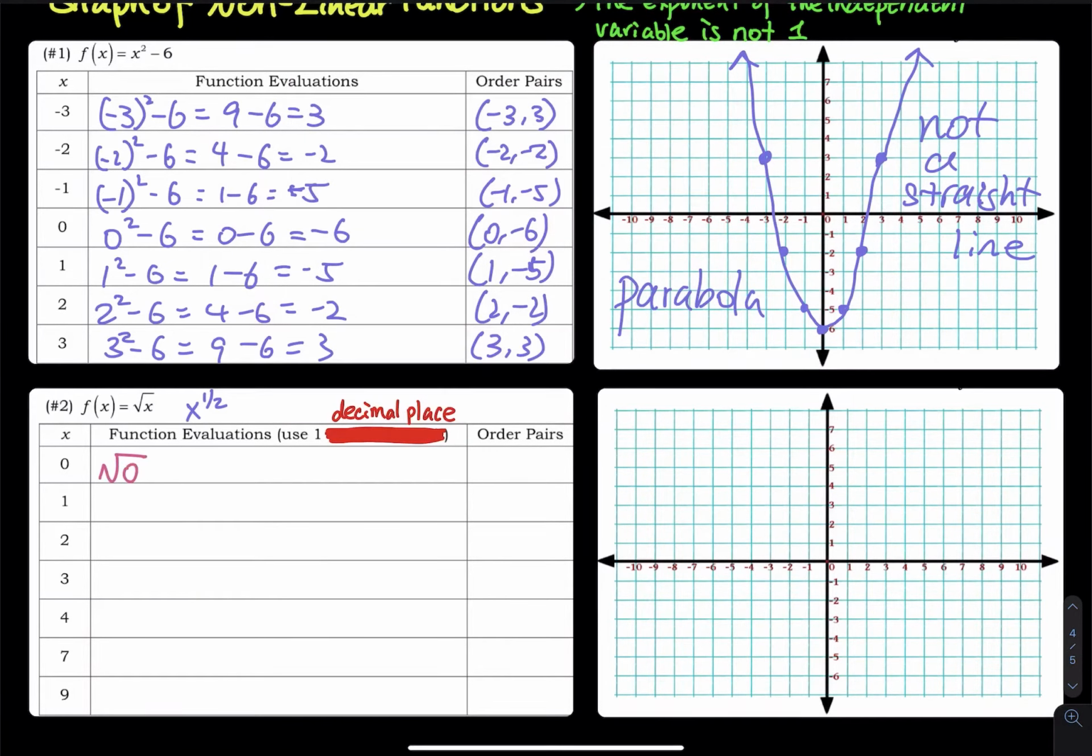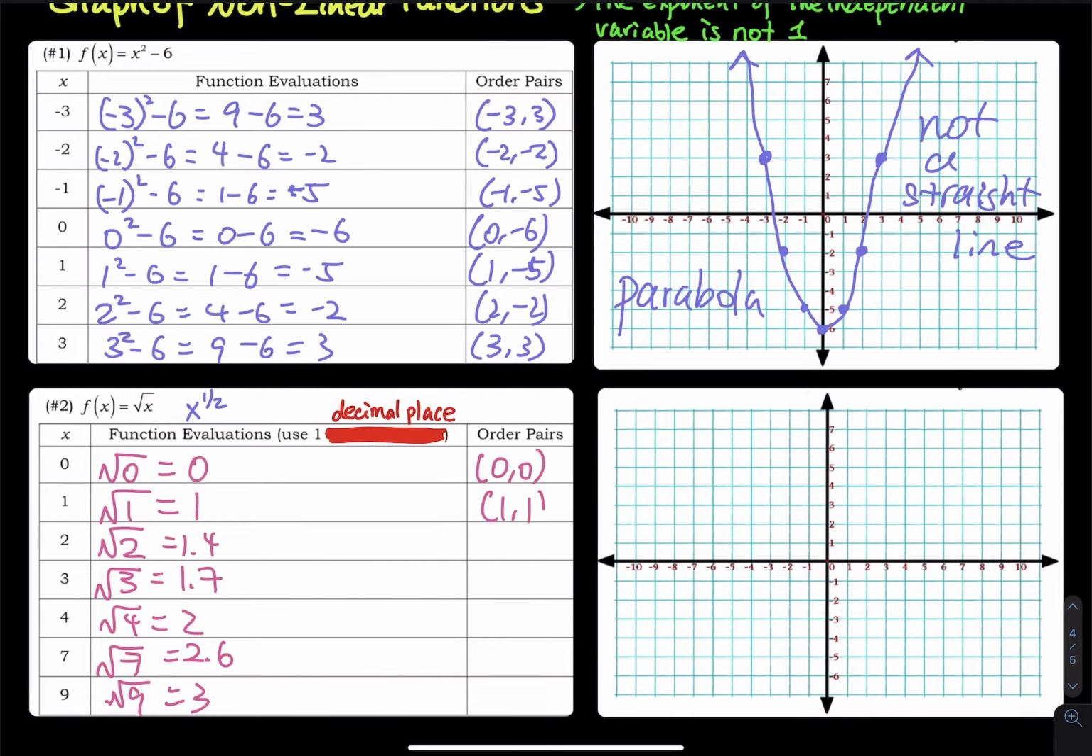The square root of 0 is equal to 0. The square root of 1 is equal to 1. The square root of 2, use your calculator. The square root of 2 is around 1.4. The square root of 3 is around 1.7. The square root of 4 is 2. The square root of 7 is around 2.6. The square root of 9 is equal to 3. So we have 0, 0, 1, 1. And then 2, 1.4, 3, 1.7, and then 4, 2, 7, 2.6, and then 9, 3.